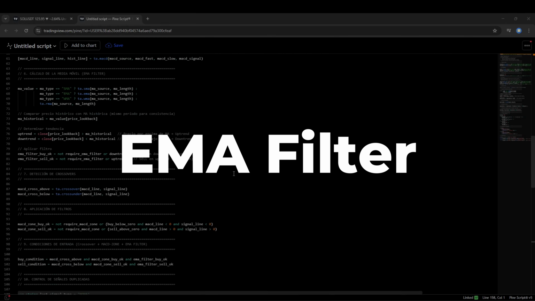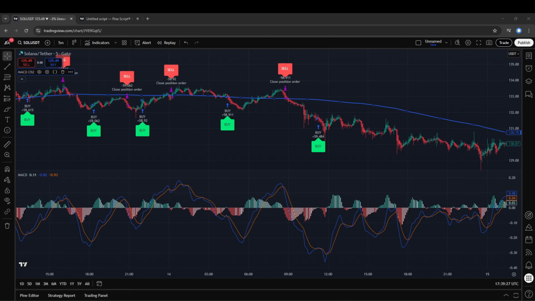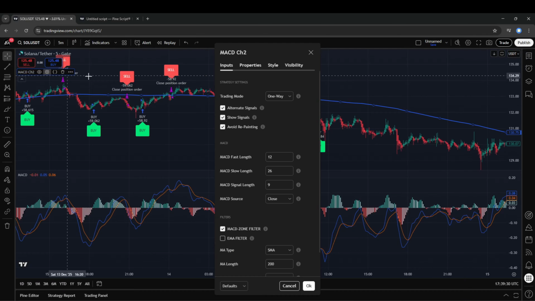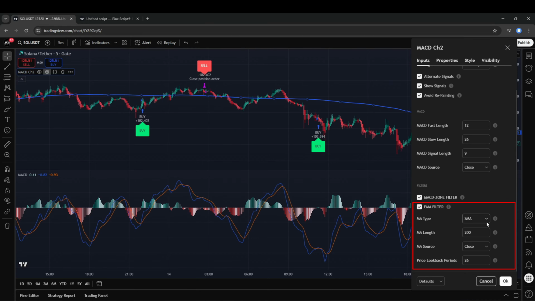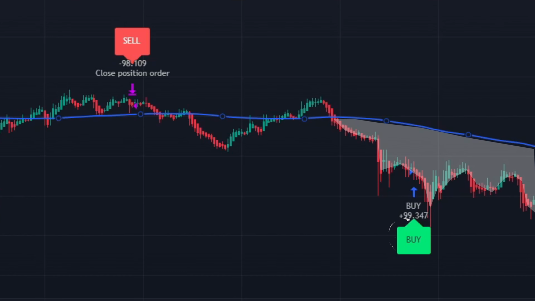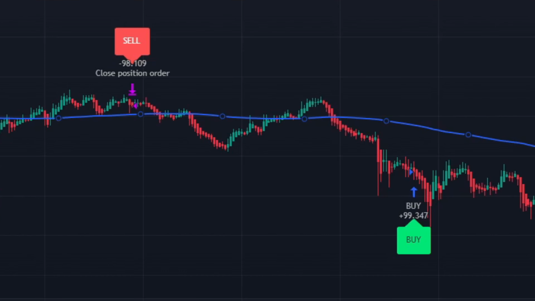Next, we add the EMA filter. This is a trend filter based on a moving average. We use an EMA with a length of 200 and evaluate the trend using price look-back periods. Buy signals are only allowed when price is below the EMA. Sell signals are only allowed when price is above the EMA.